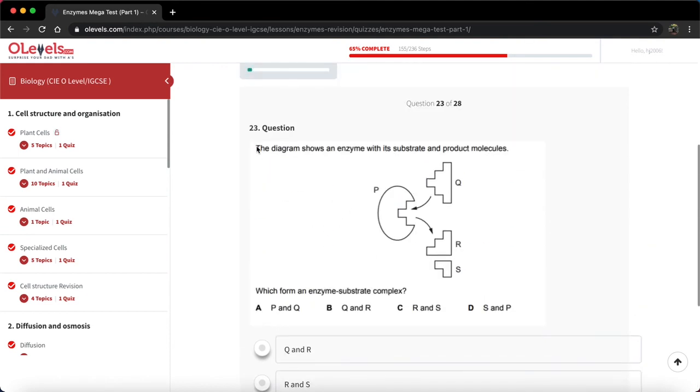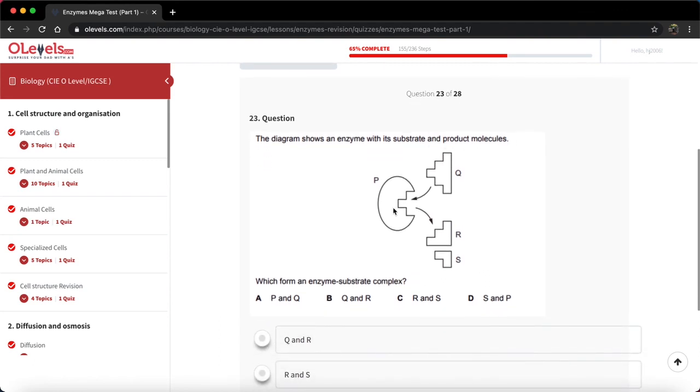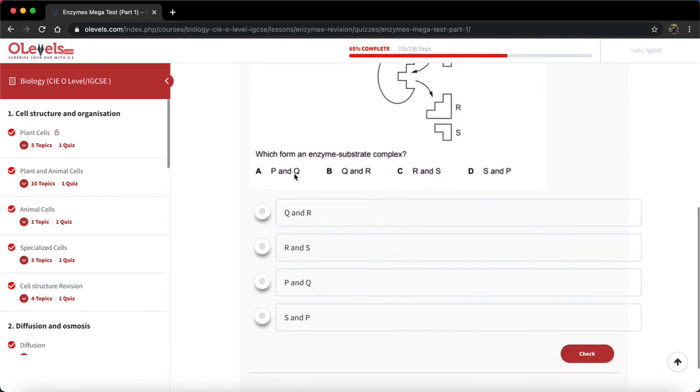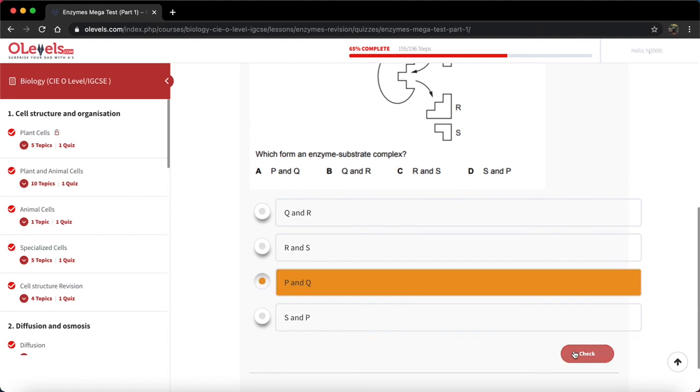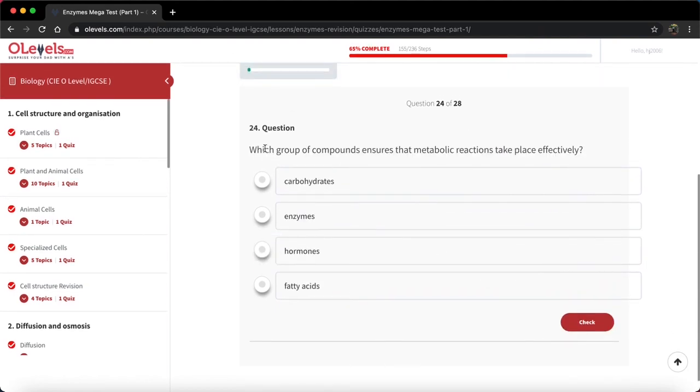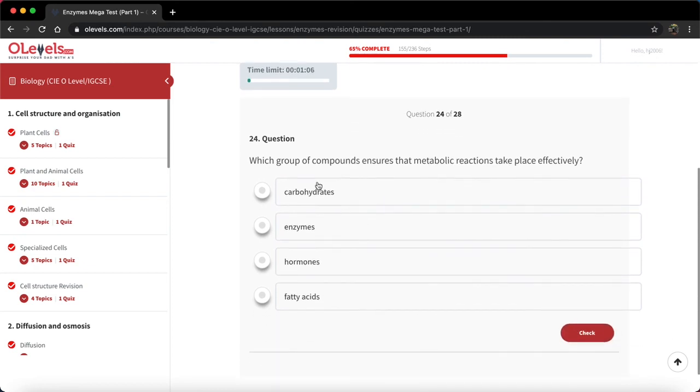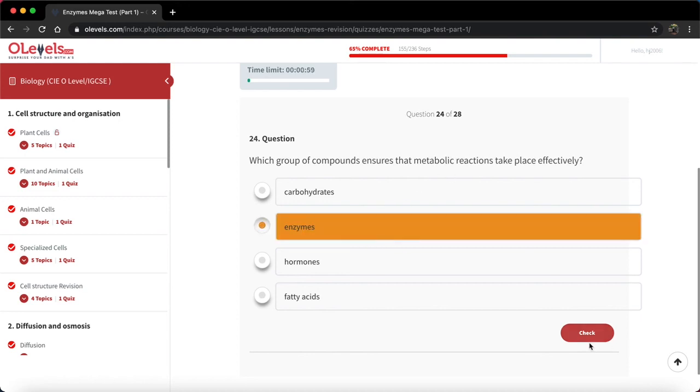Next. The diagram shows an enzyme with the substrate and product molecules. We know Q is the substrate which is fitted into the enzyme, which is P, and then the products are formed. Which form the enzyme-substrate complex? P and Q form the enzyme-substrate complex. That's right. Now next, we have very little time remaining. Which group of compounds ensures the metabolic reactions take place effectively? Enzymes.